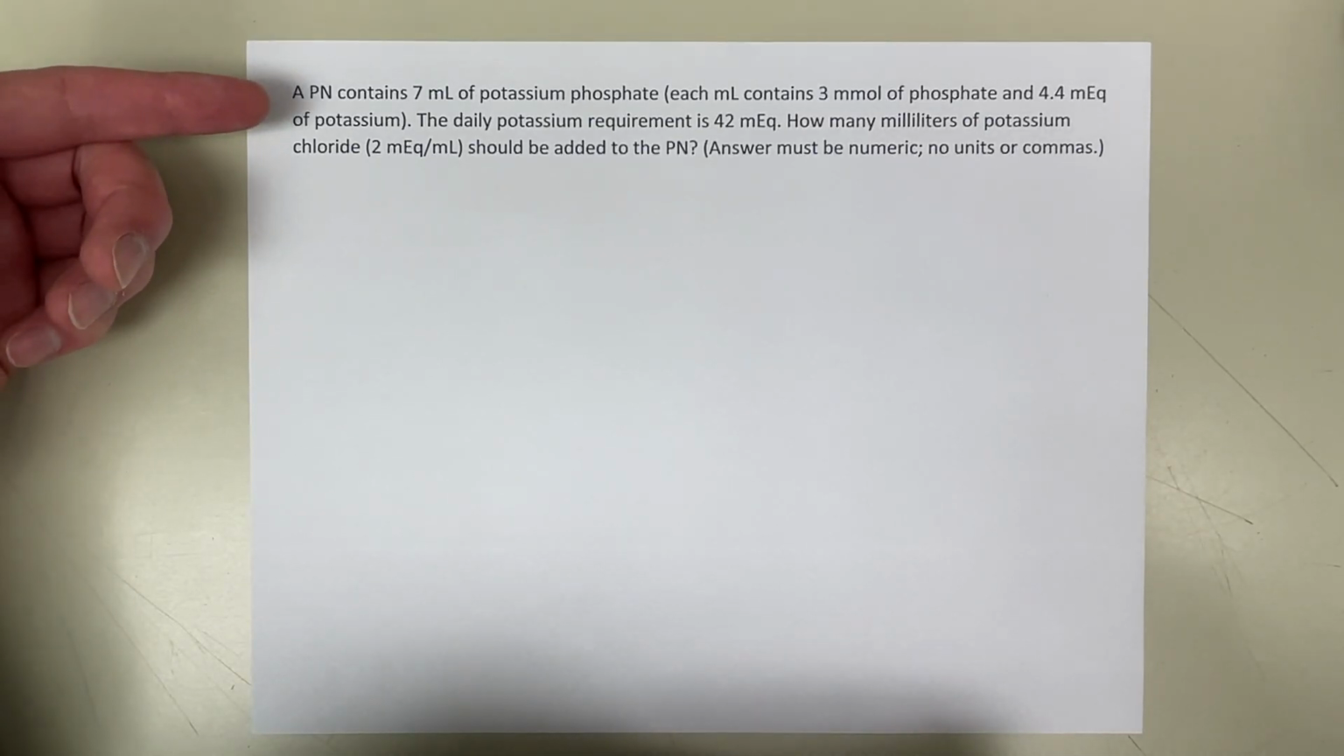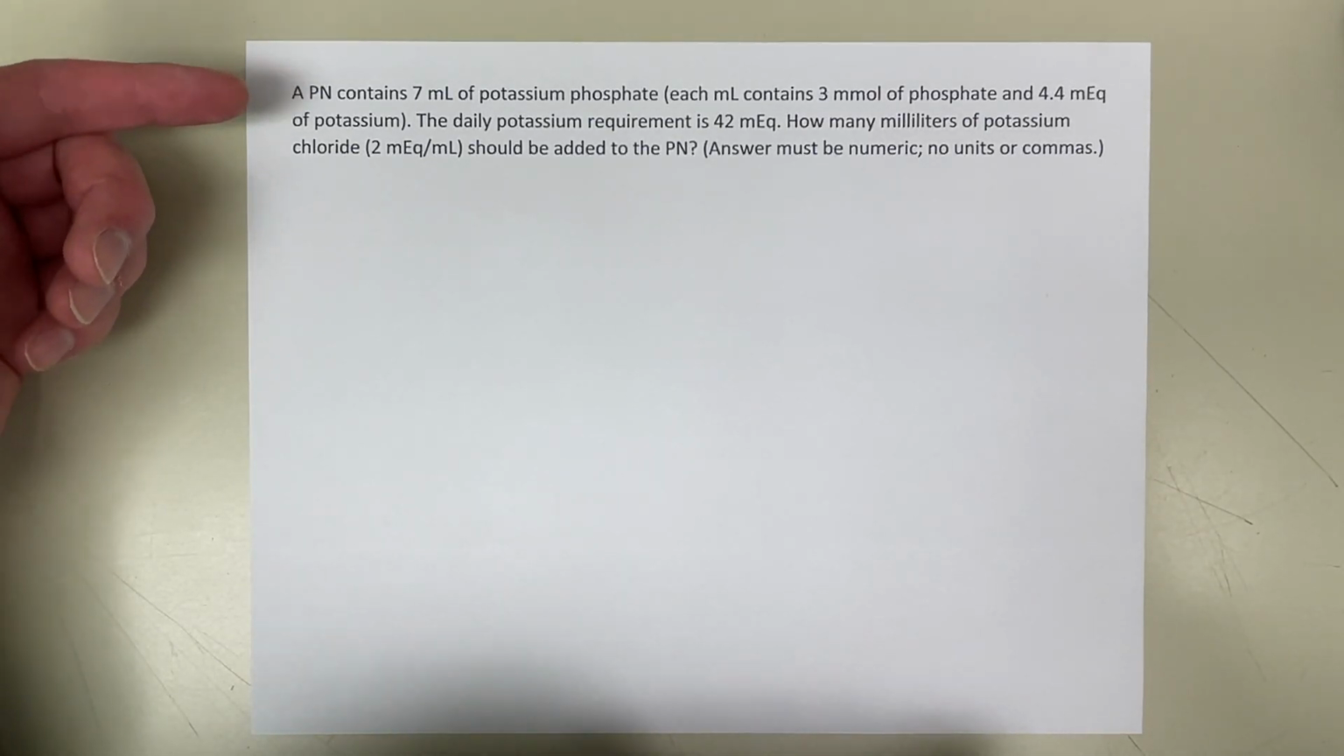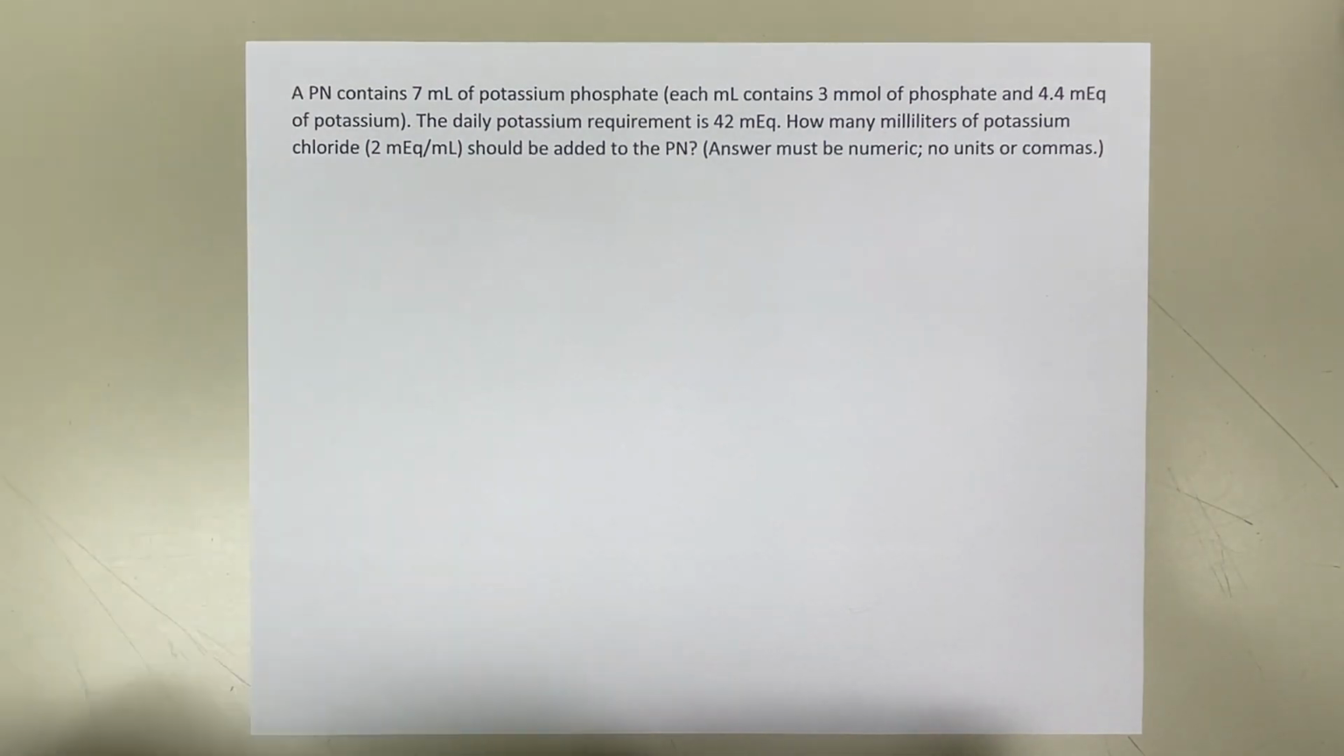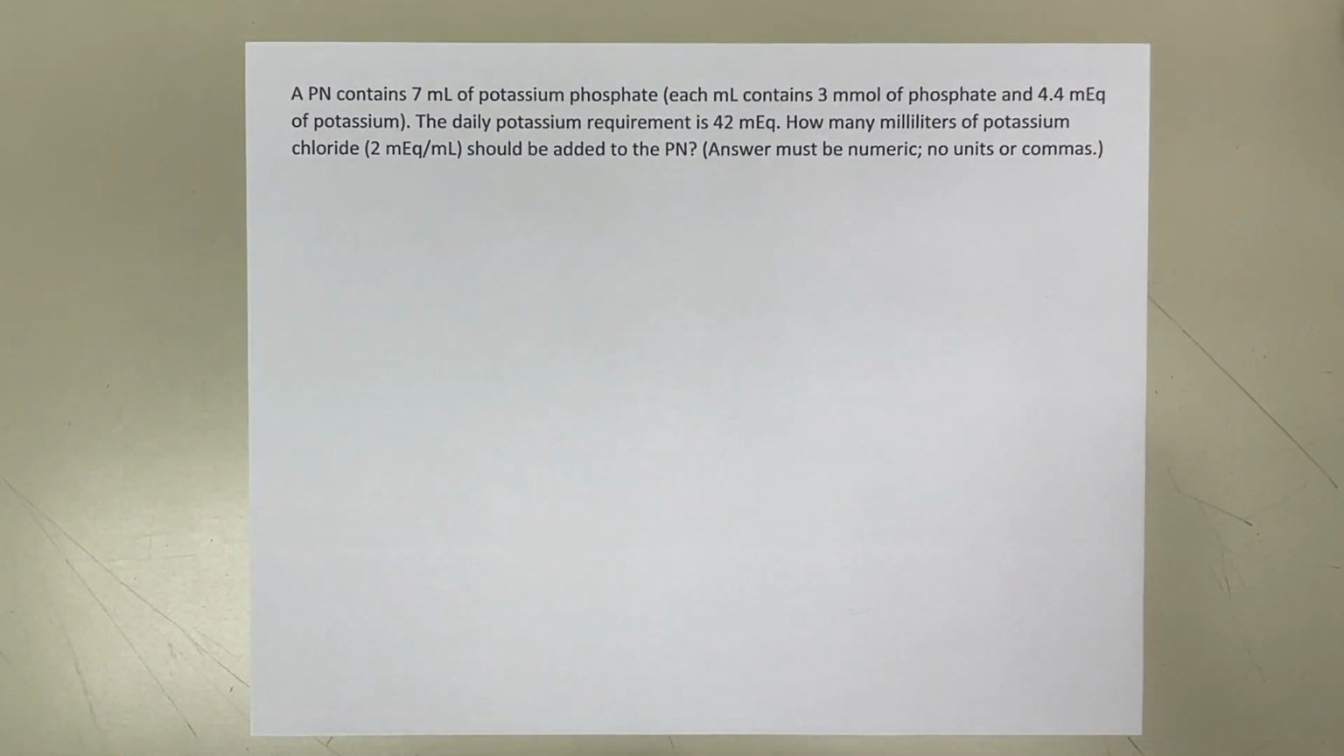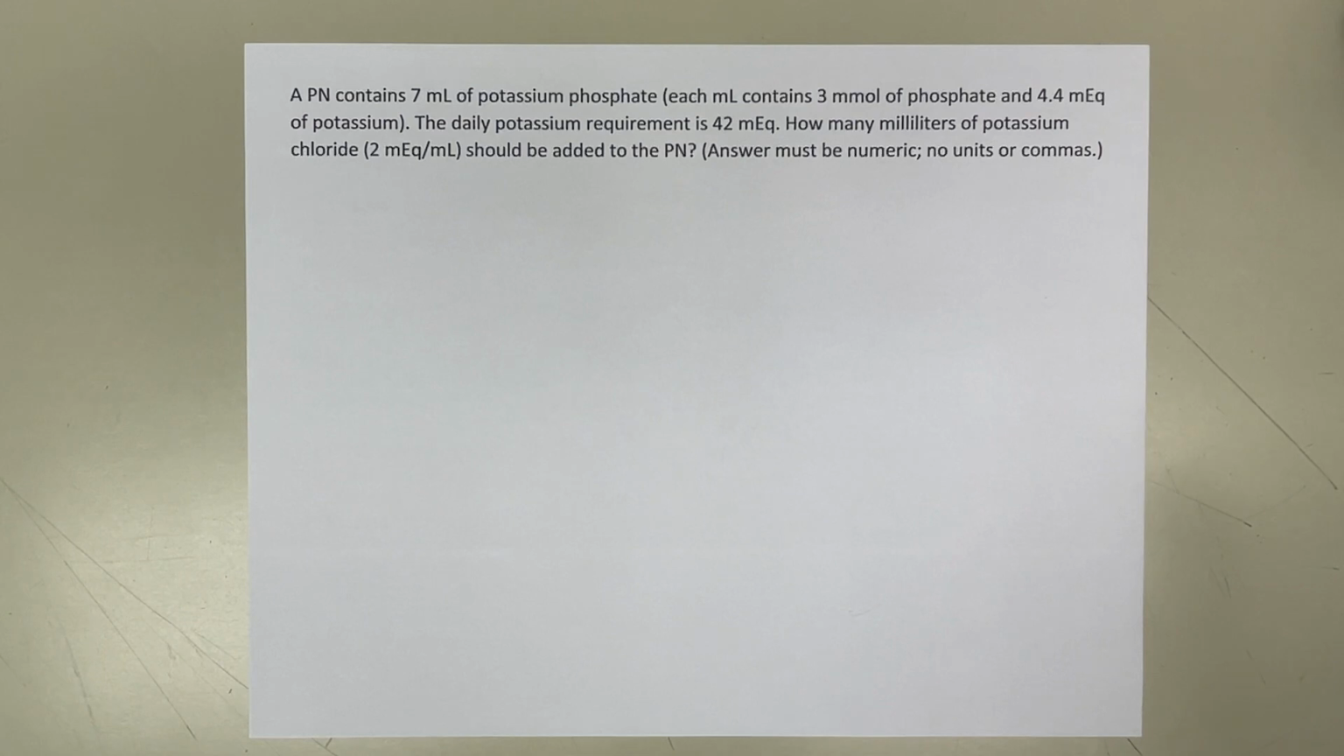A parenteral nutrition contains 7 milliliters of potassium phosphate. Each milliliter contains 3 millimole of phosphate and 4.4 milliequivalents of potassium. The daily potassium requirement is 42 milliequivalents. How many milliliters of potassium chloride, 2 milliequivalents per milliliter, should be added to the parenteral nutrition?